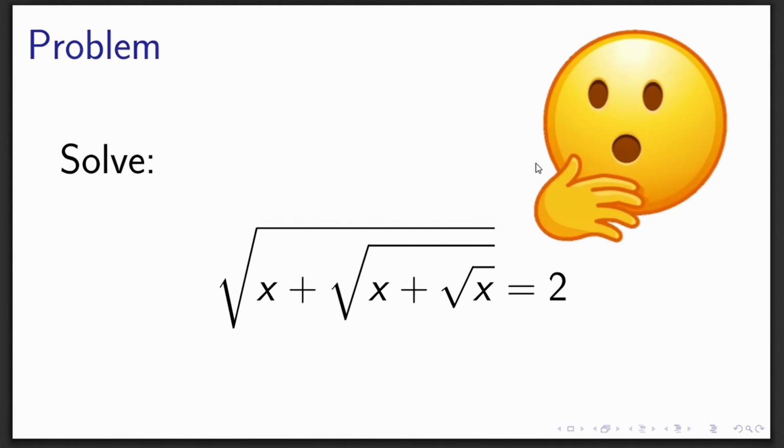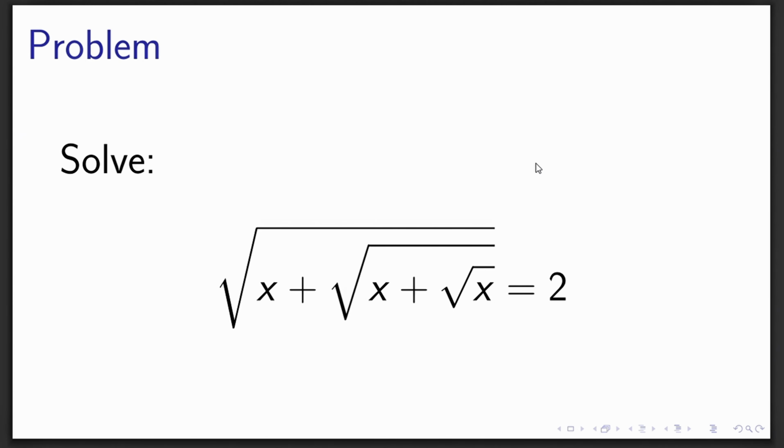Today we are going to solve a problem, and the problem is root of x plus root of x plus root of x is equal to 2. We need to solve this problem. Most of the students mess this up.